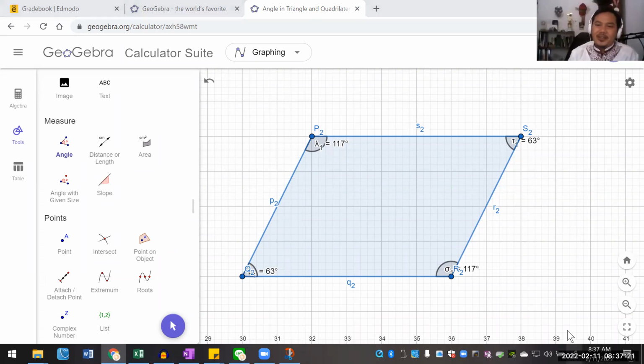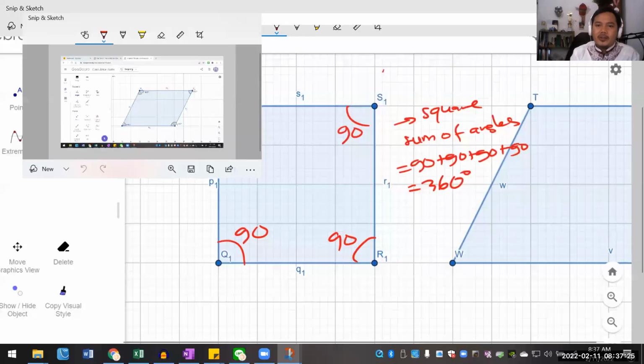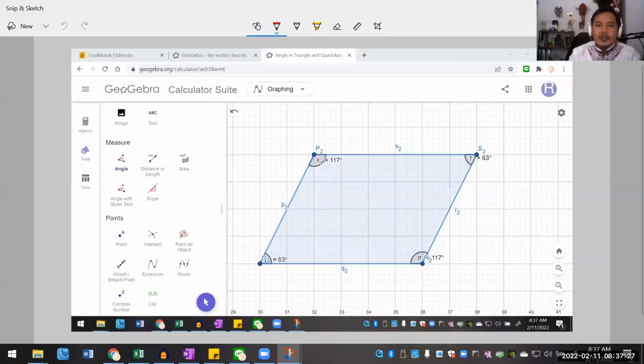Okay, I'm going to copy that and put it here. And this one also, if we add all of the angles here, we have 117, 63, 63, 117. If we add all of them, it will be 360. I'm going to use my calculator, maybe, to prove that it is 360. Kita tetap harus ada bukti ya. Okay, my calculator is loading. Let's see. I'm going to write down here first.